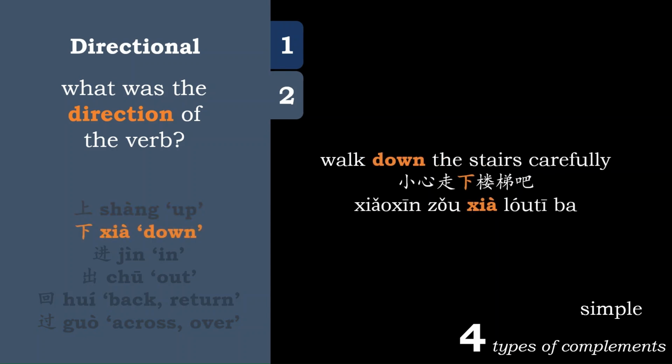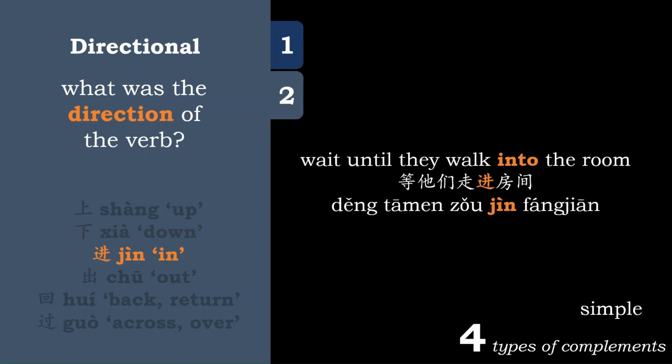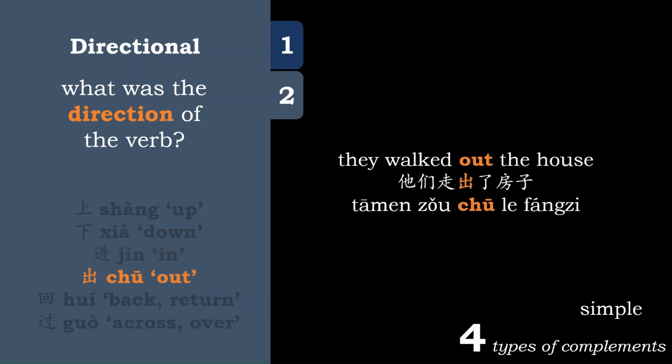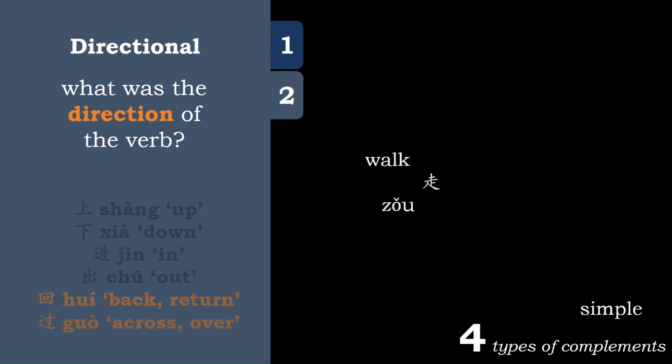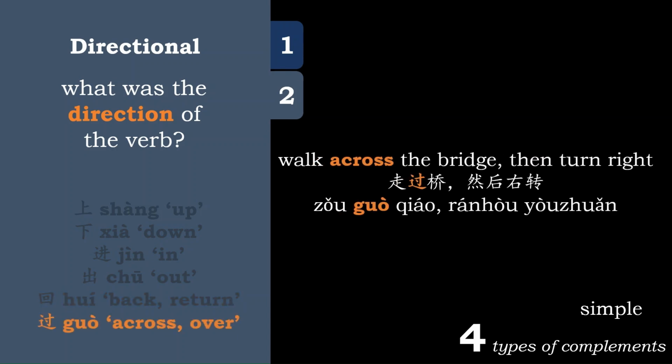Walk down the stairs carefully. 小心走下楼梯吧. Wait until they walk into the room. 等他们走进房间. They walked out the house. 他们走出了房子. I am going to walk back home. 我要走回家. Walk across the bridge, then turn right. 走过桥，然后右转.